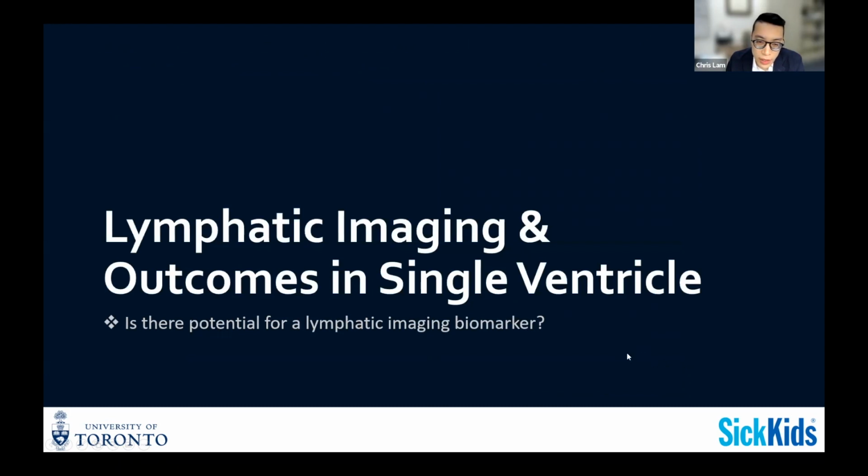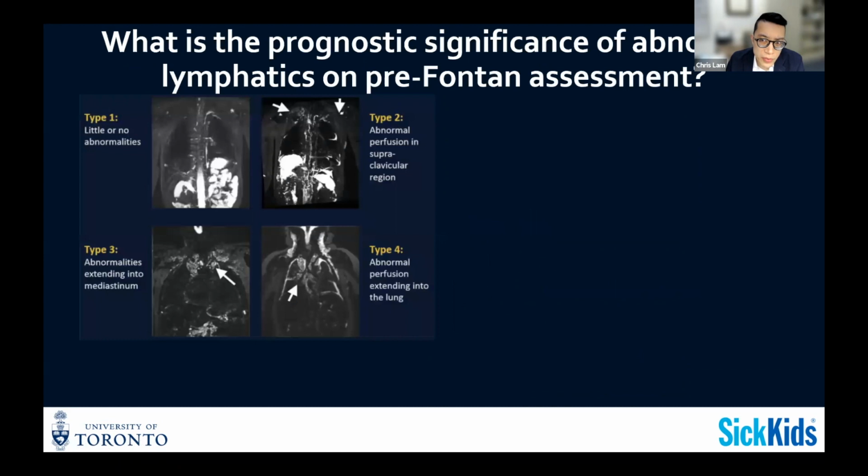All right, so let's move on to how this can be used for surveillance or to predict outcomes in single ventricle. There have been a couple of papers out of the CHOP group which have looked at using T2-MRL as a prognostic marker in the pre-Fontan situation. On the pre-Fontan MRI, at the BCPC stage, they classified the lymphatic pattern into types: no abnormality, mild abnormality in the supraclavicular region, lymphatic abnormality extending into the mediastinum, and then frankly bad lymphatics extending into the lungs as well.